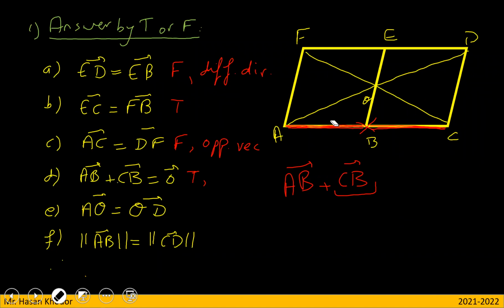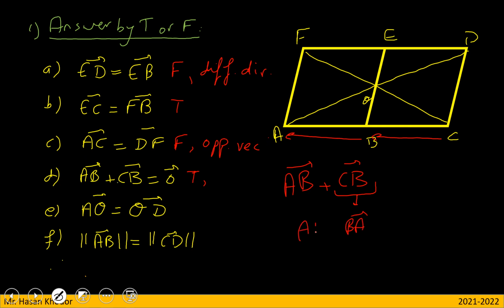The vector CB is the same as vector BA. They have the same direction, the same sense, CB to the left and BA also to the left, and the same magnitude. So I can replace vector CB by vector BA.